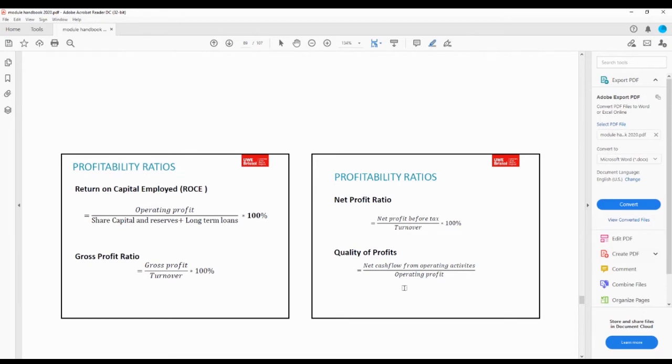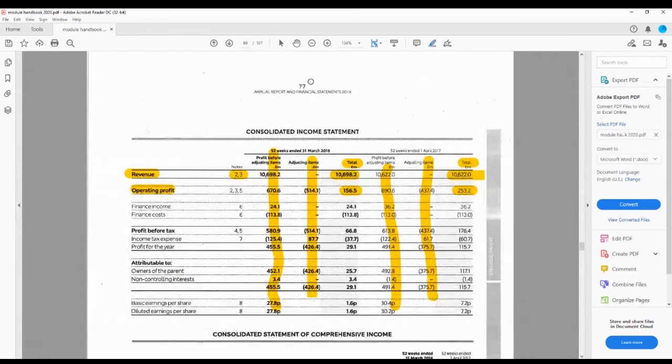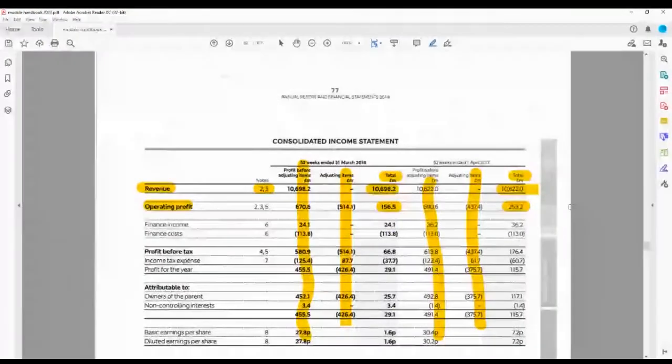So what are these 2 figures? So let's go to the income statement now, page 69. So that's our income statement. So we are looking for the gross profit figure, and it should be here, but it's not here, and that is the problem.